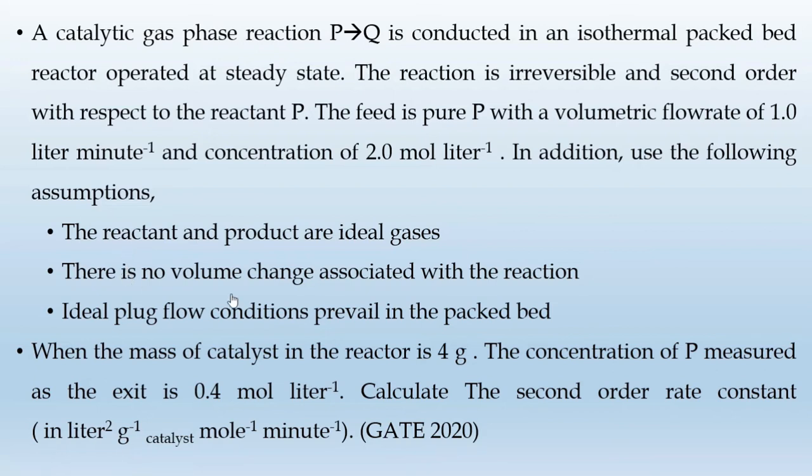There is no volume change associated with the reaction. Ideal plug flow conditions prevail in the packed bed. When the mass of catalyst in the reactor is 4 grams, the concentration of P measured at the exit is 0.4 moles per liter. Calculate the second order rate constant. The unit of the second order rate constant is given here. I have taken the problem from GATE 2020. Let us solve the problem. First, let me write the given data.